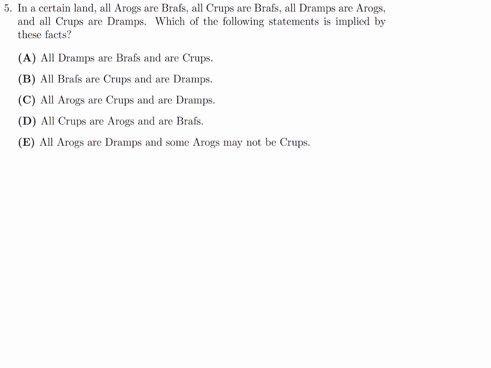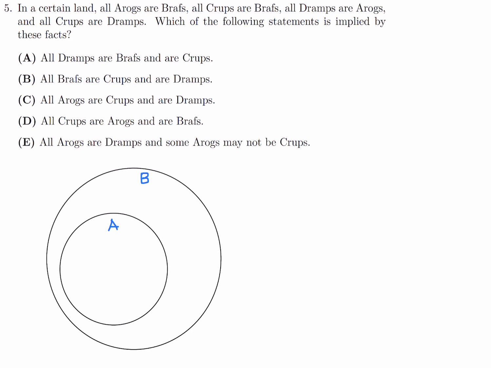First and foremost, let's look at the very first one. All arogs are brafs. So if you have a big long circle like this, and you have brafs, the large circle represents all the brafs in this certain land. All arogs are brafs, so arogs are going to be a component of that. So it'll be like that. Okay? As you can clearly see from this diagram, all arogs are indeed brafs.